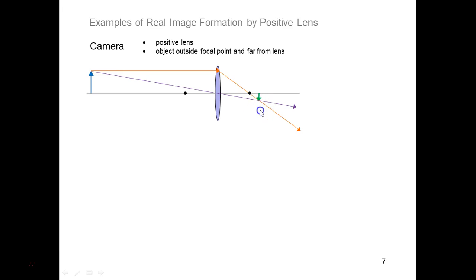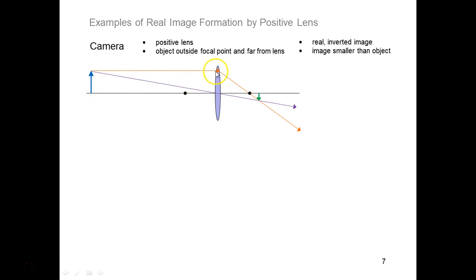So if I fill in my image arrow, I can see that it's going to be inverted. It is a real image. There is light being converged and focused right there where that arrow is. And the image is smaller than the object, which is why we call this a camera, because if you think of a typical camera, this is what a camera does. Think of you taking a picture with your phone, for instance, your phone camera. The object is relatively far away.